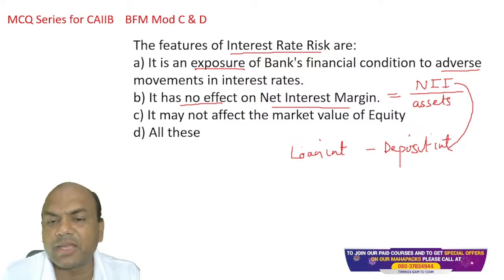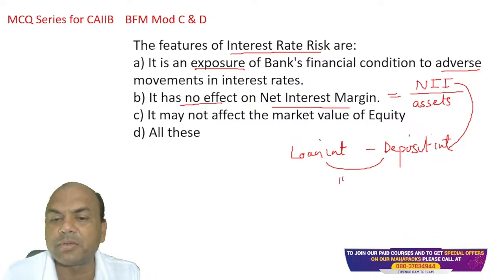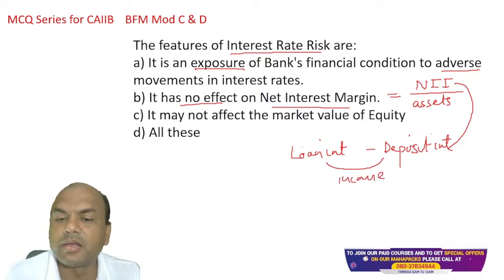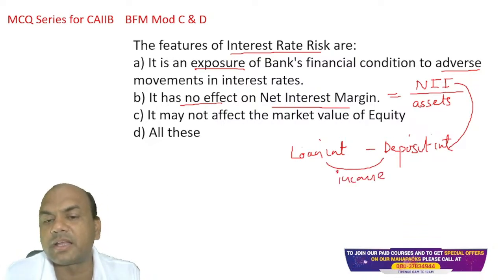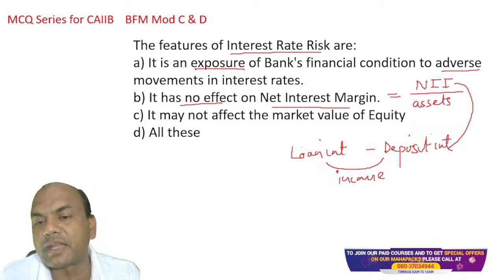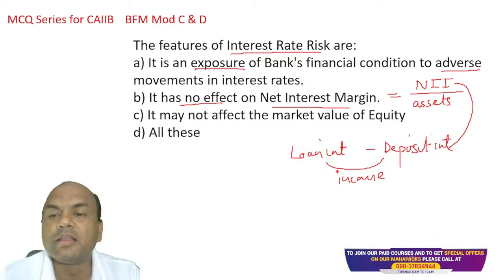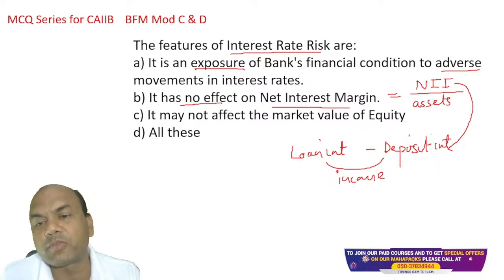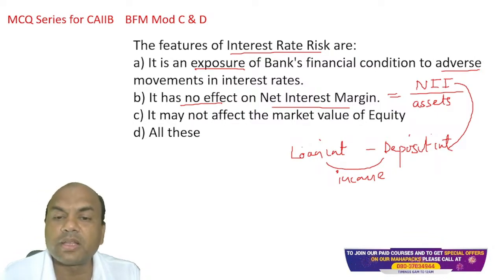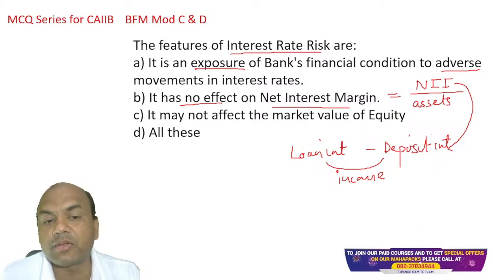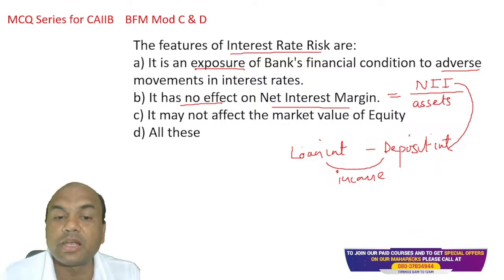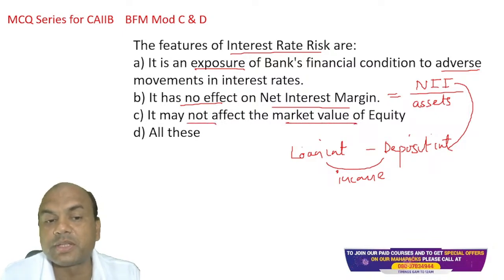Okay, that is my income, isn't it? This is the income of the bank. How does the bank earn? Bank gives loans and gets interest, and takes deposits and gives interest. The difference is the income. So that is NII. This NII, when I divide it by the performing assets, I get NIM. So no effect on the NIM. It may not affect the market value of the equity and all of these.